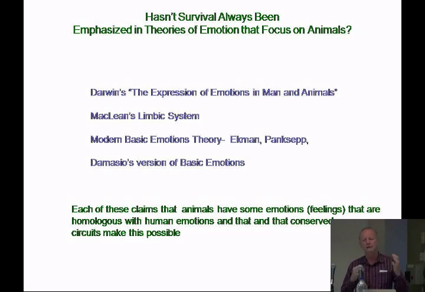But in all of these points of view, you see claims that animals have some emotions, feelings, that are homologous with human emotions and that are conserved circuits that make these feelings possible. So the reason animals do things and repeat things, for example, in reward-based learning, according to a standard view, would be because of the pleasure that they get from obtaining the reward.